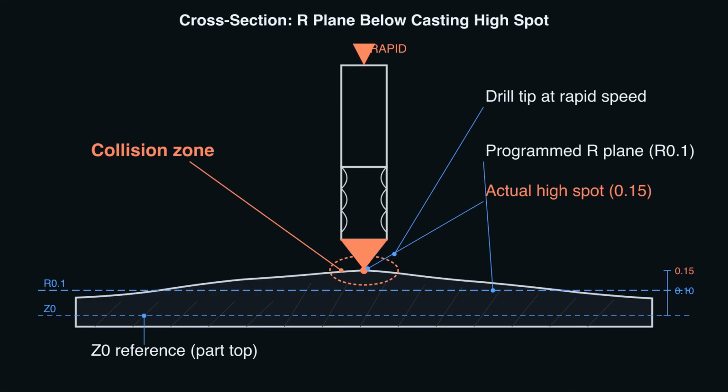This is the failure. The R plane sits at 0.1 above your reference, but the high spot of the casting is at 0.15. The drill hits the part at rapid, full traverse speed, and the tip snaps before the feed rate ever engages. Rapid into metal. That's the whole failure mode.